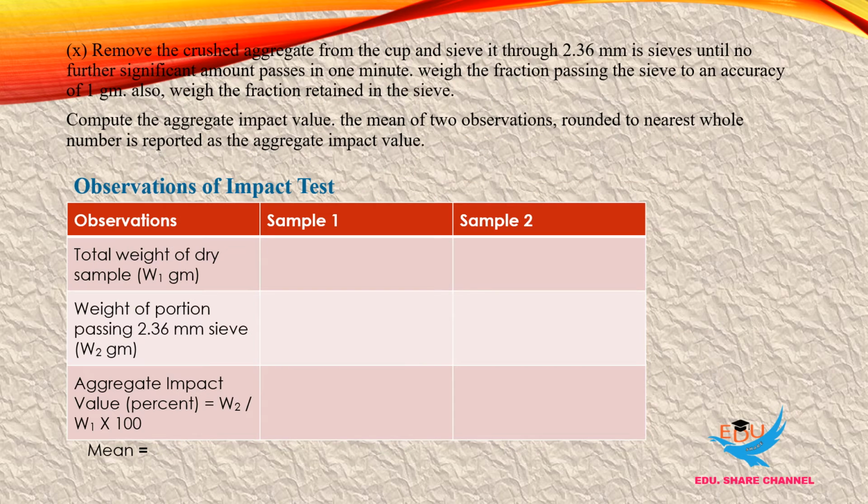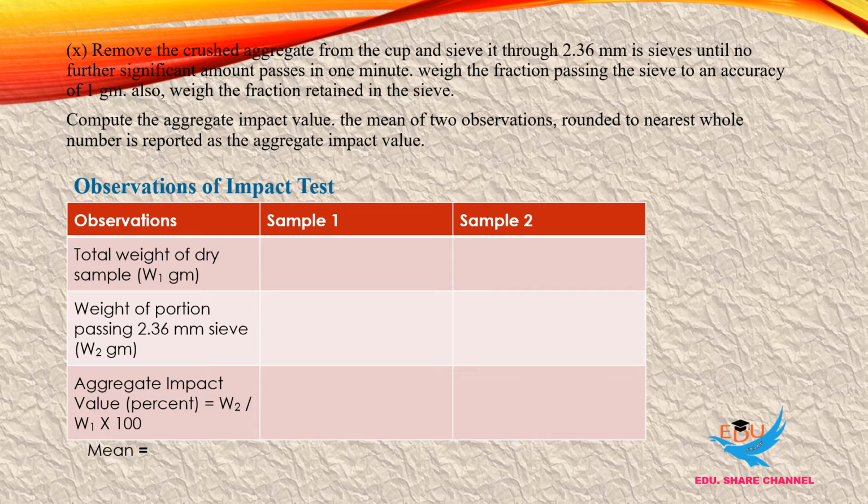10. Remove the crushed aggregate from the cup and sieve it through 2.36 mm IS sieve until no further significant amount passes in 1 minute. Weigh the fraction passing the sieve to an accuracy of 1 gram. Also, weigh the fraction retained on the sieve. Compute the aggregate impact value. The mean of 2 observations, rounded to nearest whole number, is reported as the aggregate impact value.